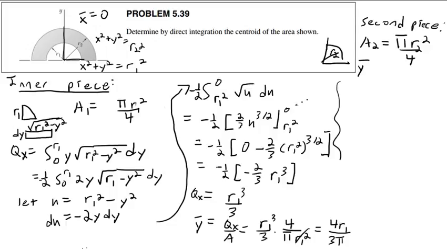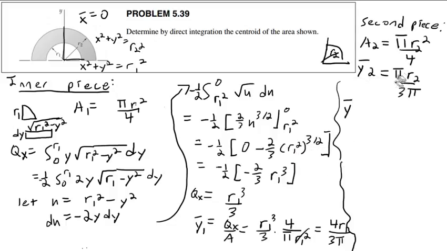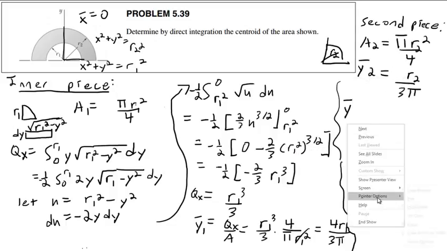So A2 then obviously is just pi R2 squared over 4, and y bar, let me call this y bar 1, and y bar 2 is then 4 R2 over 3 pi. Like so. And then we just combine it all together. Oh, yeah, sorry, 4 pi. They look so similar.